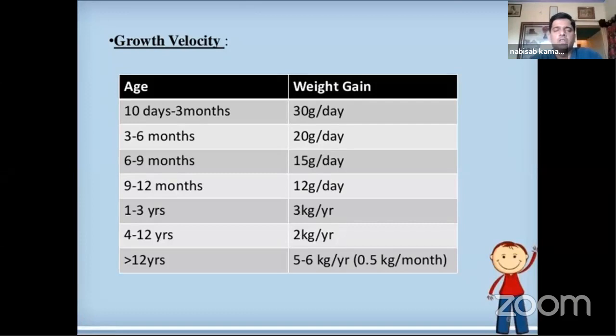From 3 to 6 months, he is going to gain 20 grams per day. From 6 to 9 months, 15 grams per day. From 9 to 12 months, an average of around 12 grams per day. From 1 to 3 years, the child is going to gain 3 kg every year. From 4 to 12 years, the child is going to gain 2 kg per year.